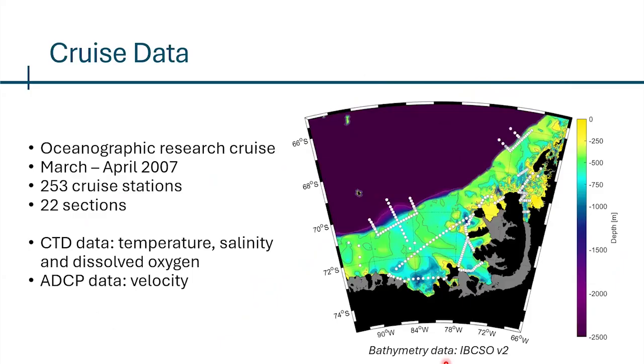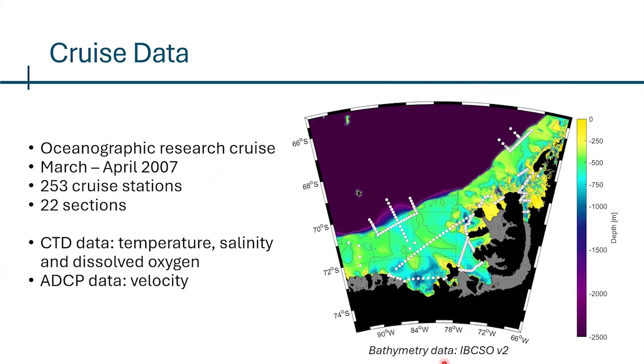So to do that, I'm using a cruise data set that was collected back in 2007. And this map on the right-hand side shows all the different cruise stations. In total, there were 253 different stations, so it was a really extensive cruise across the region. And the data from this includes CTD data, so temperature, salinity, and dissolved oxygen, as well as shipboard ADCP with velocity data.